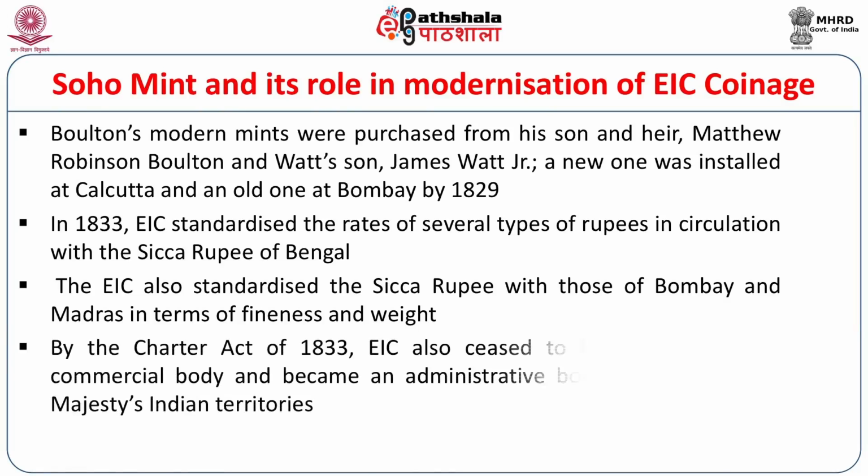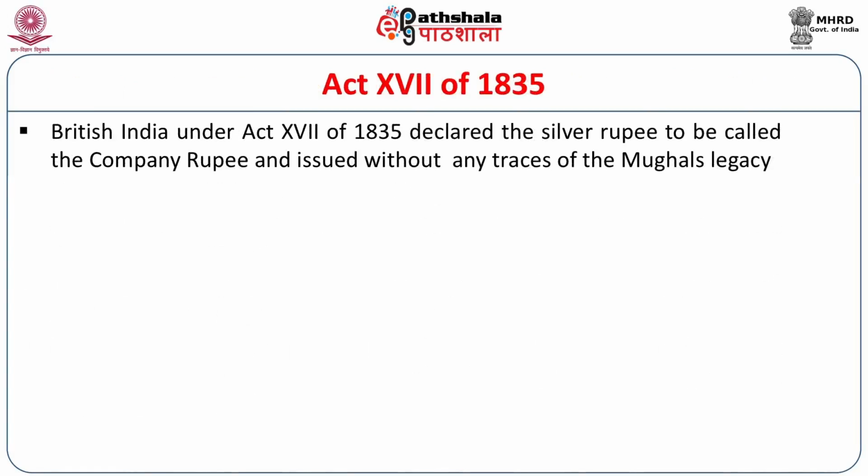By the Charter Act of 1833, the East India Company ceased to be an independent commercial body and became an administrative body in charge of His Majesty's Indian territories. This important change, coupled with the Act of 1835, the Act 17 of 1835, came to declare a new silver rupee called the Company rupee, which was issued with English devices, devoid of any traces of the long Mughal legacy.